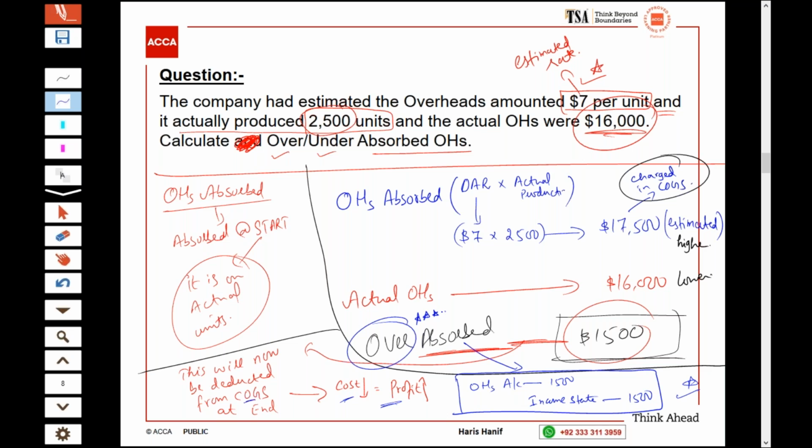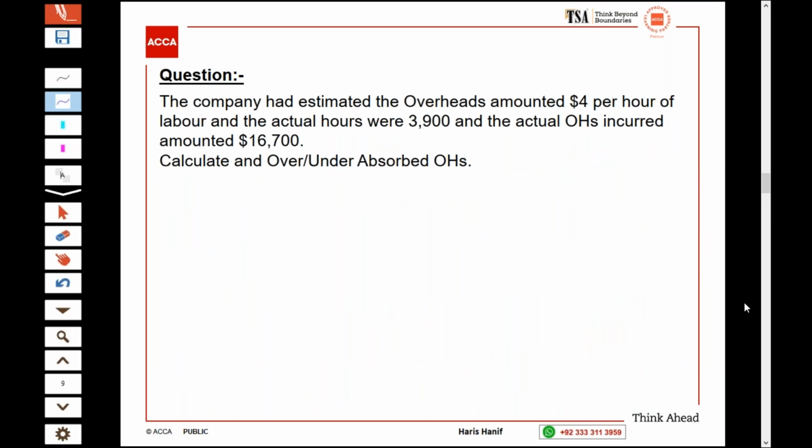Now, this was over absorbed overheads. Now let's move on to the next slide, which is saying calculate over under absorbed overheads. So let's now start reading the question. The company had estimated the overheads at $4 per hour, and the actual hours 3900 and actual overheads 16,700.